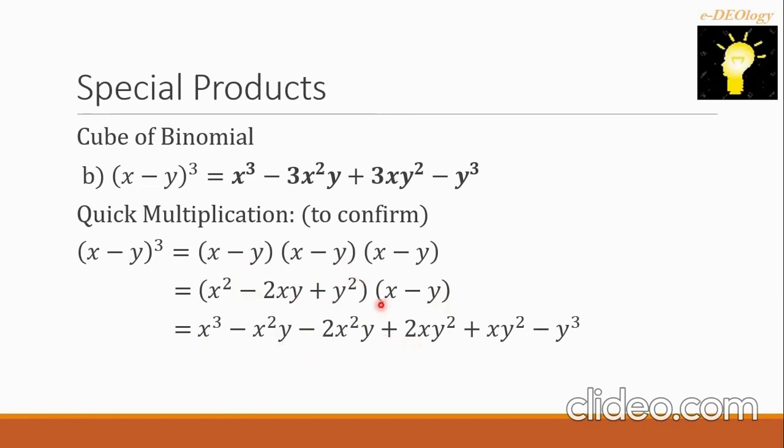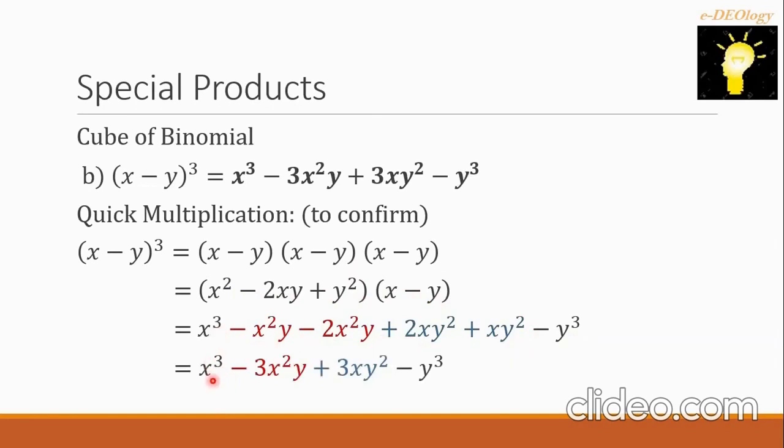Then the y squared multiplied by x will give xy squared. Then y squared times negative y will give this negative y cubed. Then let us collect like terms to be combined. You can see here, these two terms here are like. Also, these two terms are like that we can combine.